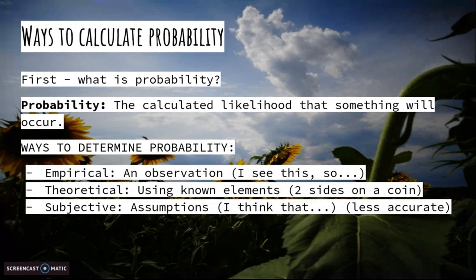So like, what's the probability that a car will crash into your house? Unlikely, hopefully, unless there's a lot of crazy people around where you live. But that's subjective because there's no numbers to that unless you have data to prove it.